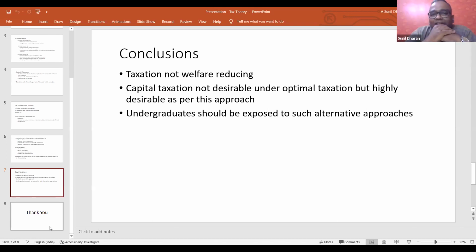Then, of course, capital taxation is not desirable as per the optimal taxation approach. But the Kalecki model suggests that capital taxation is the best way to provide stimulus to the economy. So what I want to argue here is that undergraduates should be exposed to such alternative approaches, to ensure that they get a complete picture about taxation. Thank you.